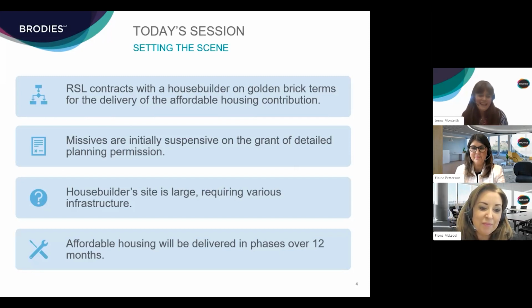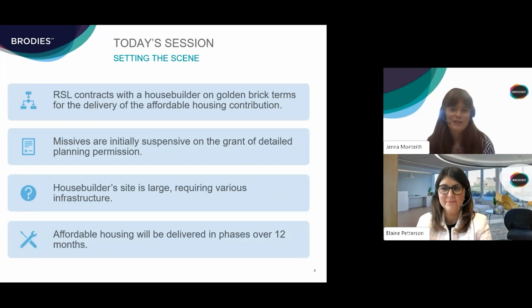Thanks very much, Fiona. When Elaine and I were planning how we were going to run this session this morning, we thought we would treat it almost like a discussion between us, as would be the case if one of our RSL clients was to phone me in the office and explain that on one of their development sites, they had heard that their house builder partner had become insolvent or had gone into administration, or something had happened, and the RSL was really looking for some advice around that scenario.